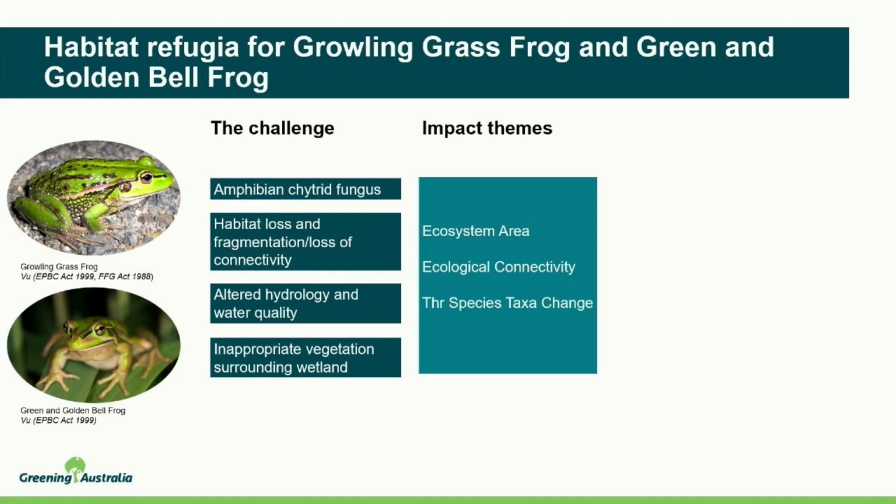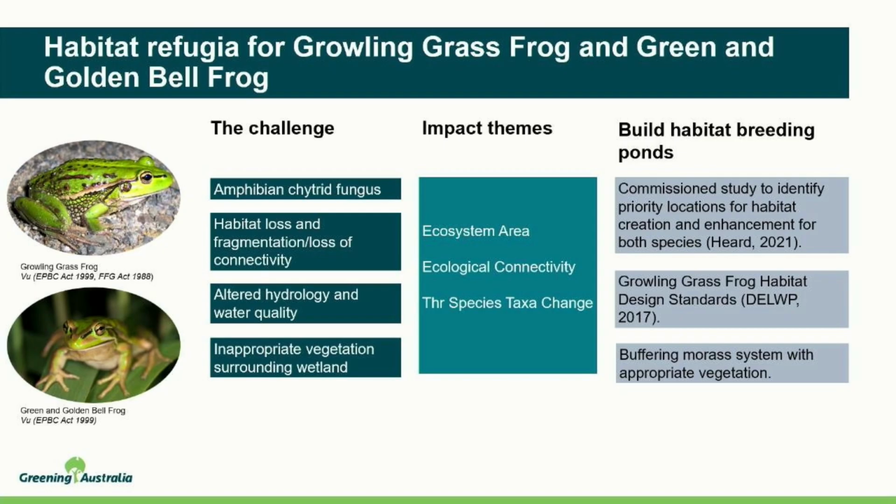So again, our actions are defined by a set of our impact themes, and then our specific activities are guided by making sure that we're working in the right location and rebuilding the right kind of habitat. So to understand this, Greening Australia commissioned a study to identify priority locations for habitat creation and enhancement. This study used a patch occupancy model combined with an optimisation approach to identify options that maximise metapopulation viability for both species in the Avon-Perry River area.